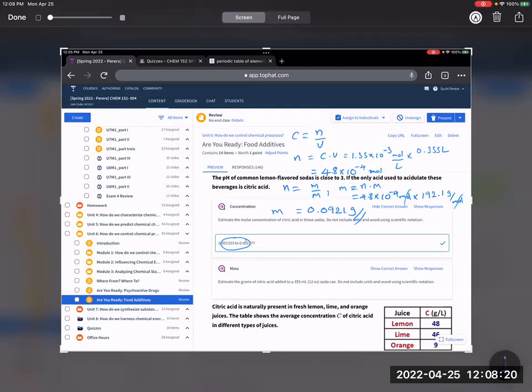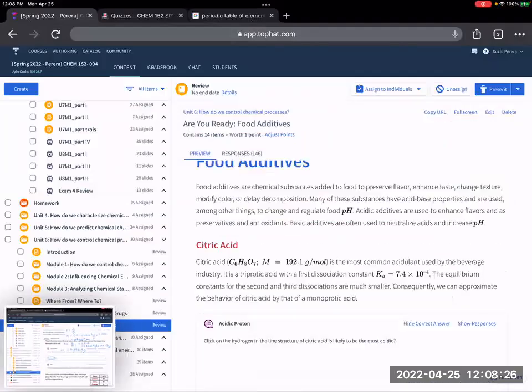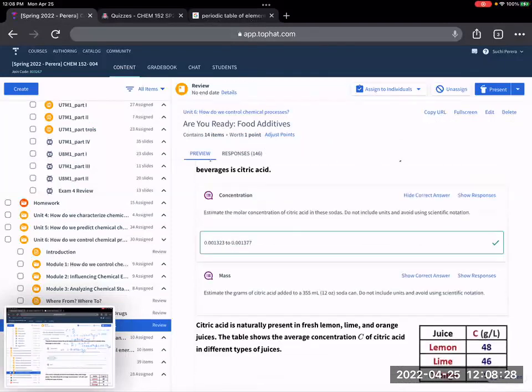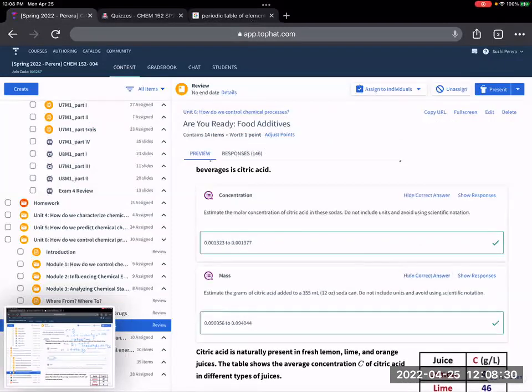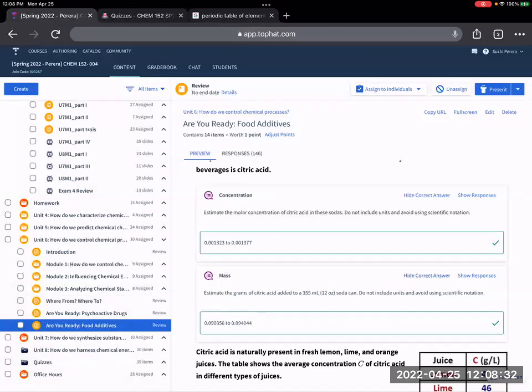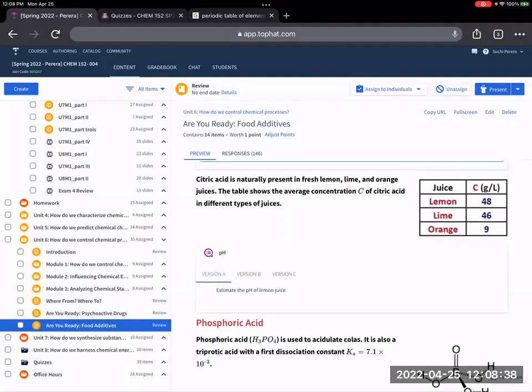Okay, now let's go back. 0.0921 is our calculated number. If you go to that question and ask it to show you the value, 0.0921 is within this range, which is great. Okay, now moving on to the next question.